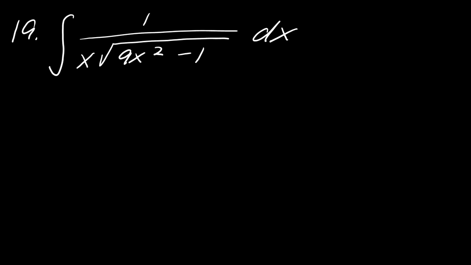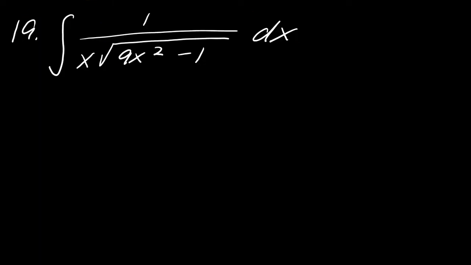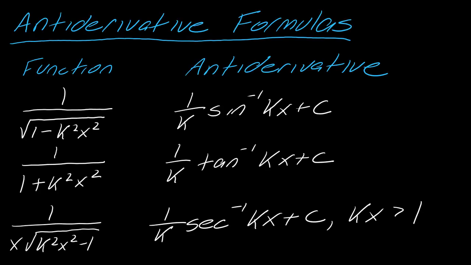Okay, so for number 19, this one might look very tricky and like maybe you've got to use substitution, but this is actually another one that's just a straight up antiderivative formula. That's why I threw this in here. This is another really commonly forgotten antiderivative. So I've got the square root of k squared x squared minus 1. If you look at the problem I have here, what's in the place of k squared is 9, so this is really 3 squared, right? x squared minus 1. So this perfectly fits this antiderivative formula.